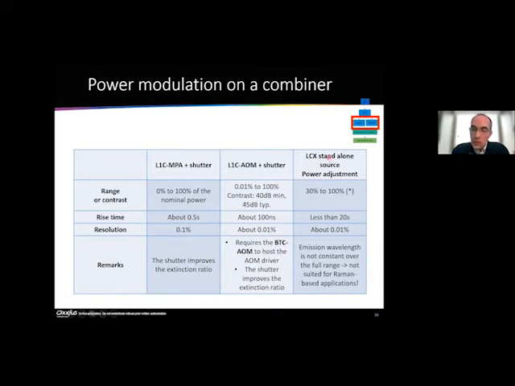As opposed to this, we can propose a power adjustment, which is also cost efficient. But in this case, the emission wavelength is not constant over the full range of power adjustment, which is why this solution is not suited for applications where a constant emission wavelength is required.